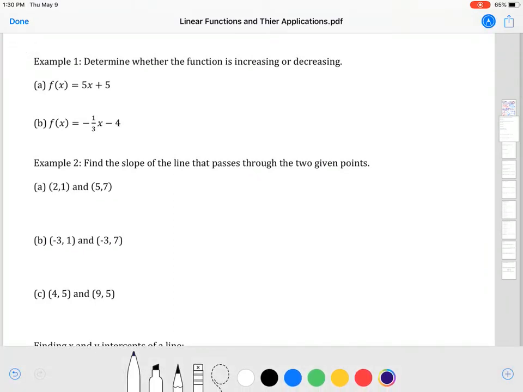Okay, so let's apply what we just learned. It says determine whether the function is increasing or decreasing. So we're not looking at the graph, we're looking at an equation now. If I want to see if something's increasing or decreasing, I have to look at my slope. If my slope is positive, that means it's increasing. If my slope is negative, that means it's decreasing. So we have to identify what the slope is. The slope is the number that's in front of my x. So in this case, my slope is 5. Because 5 is positive, this would be increasing.